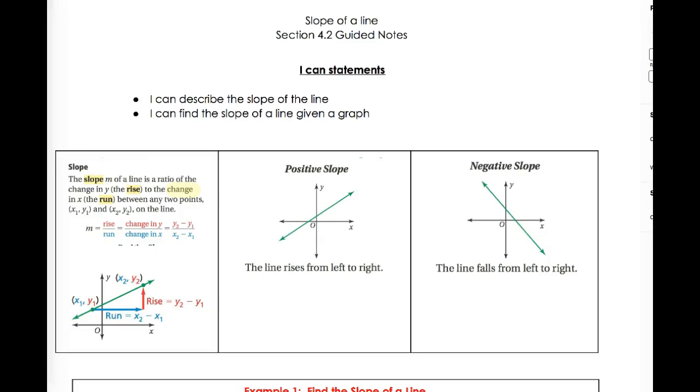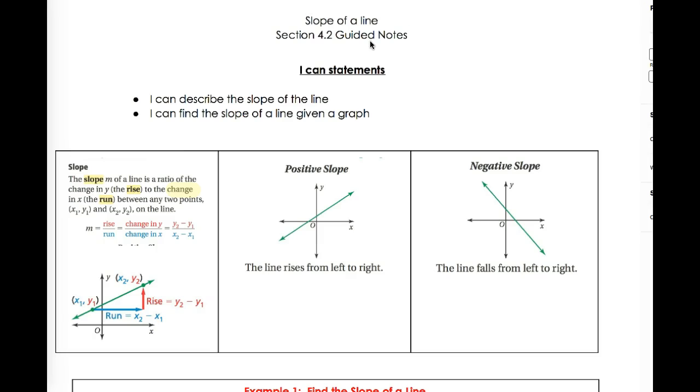Hey everybody, welcome to section 4.2, guided notes. This is the slope of the line. So your I can statements today are going to be, I can describe the slope of the line. Is it positive or negative? Is it no slope, or is it undefined? And can I find the slope of a line given a graph or a table? So those are the two things we got to look at today.